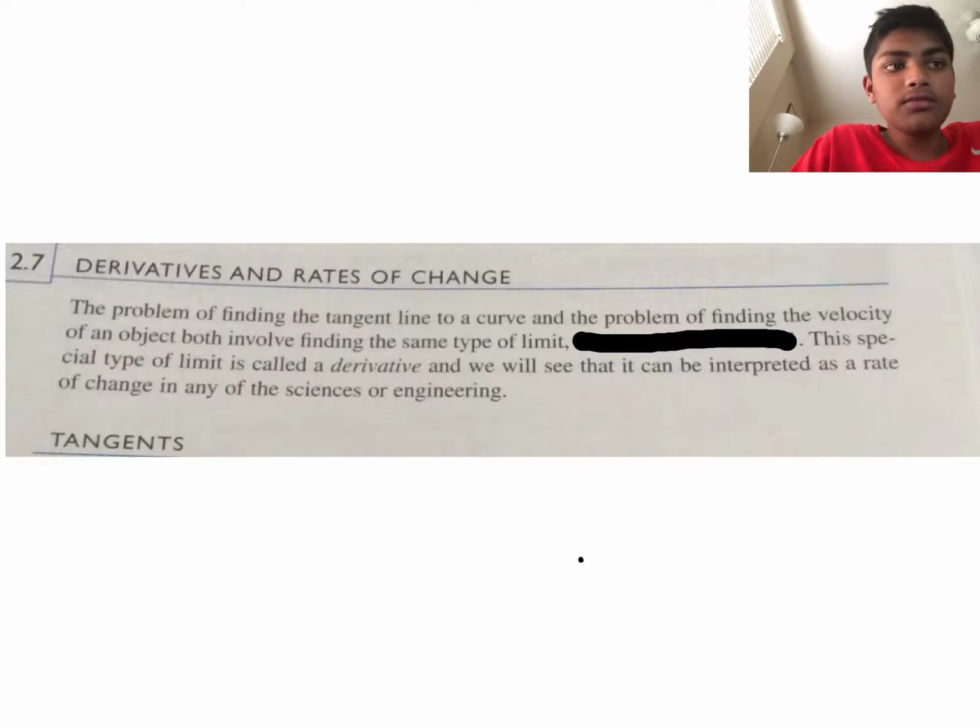In addition to the common definition found on the internet, the book Calculus Early Transcendentals describes the derivatives and rates of change in the following terms. The problem of finding the tangent line to a curve and the problem of finding the velocity of an object both involve finding the same type of limit. This special type of limit is called a derivative, and we will see that it can be interpreted as a rate of change in any of the sciences or engineering.